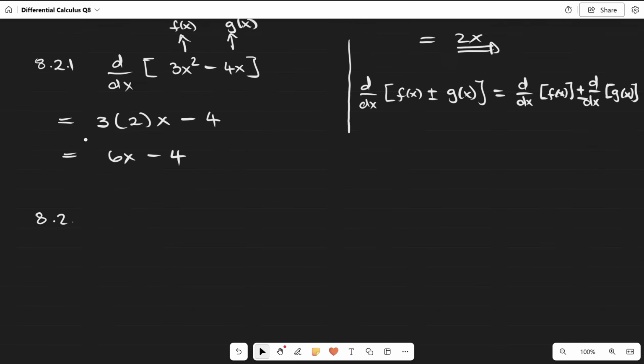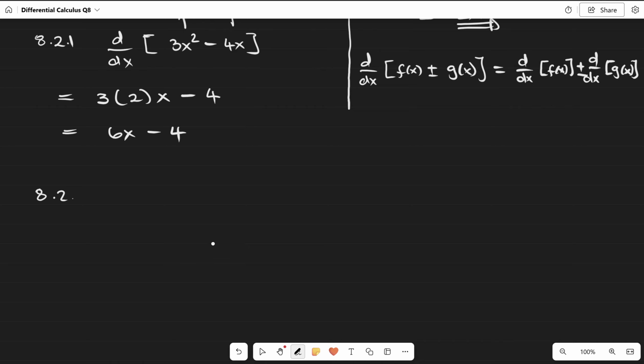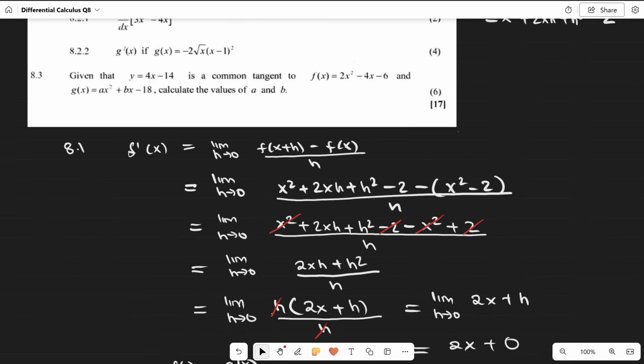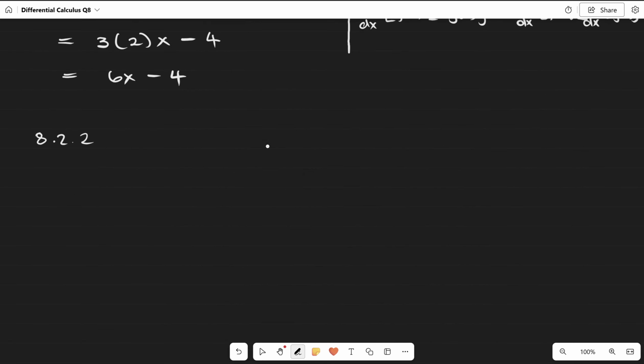Is it 8.2 or 8.2.2, right? So what are they saying? They say determine the derivative of g if g of x is that. So let's try to do that. You see, they're just using different notations, but they're saying the same thing, right?